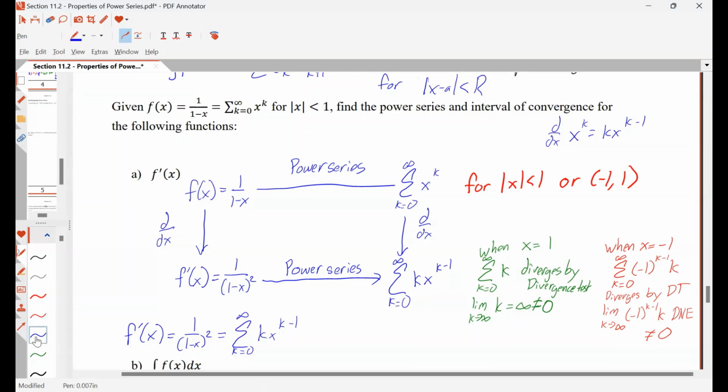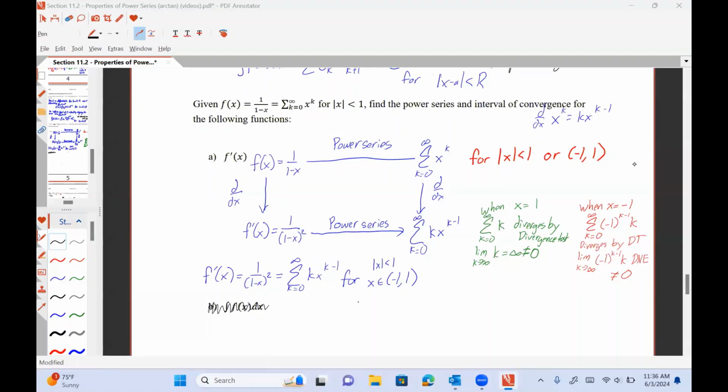So f prime of x, which is 1 over 1 minus x squared, is the series k x to the k minus 1. This is true for x in negative 1 to 1, or for the absolute value of x being less than 1.